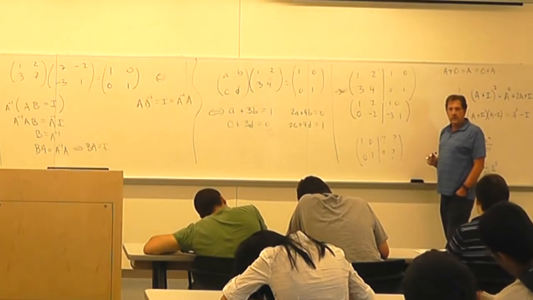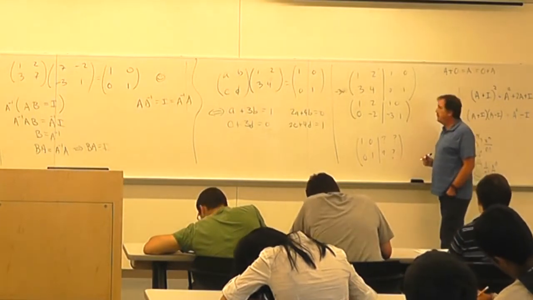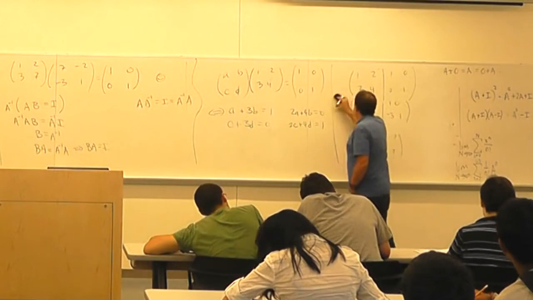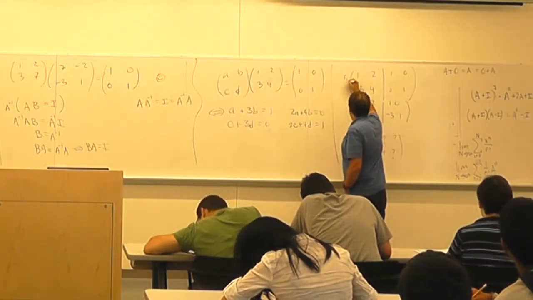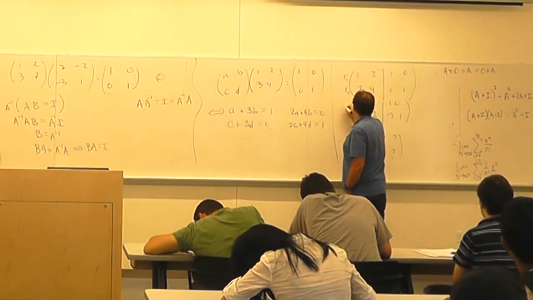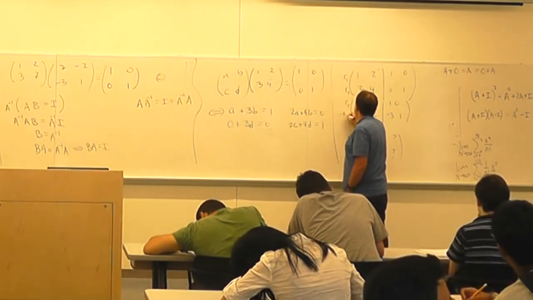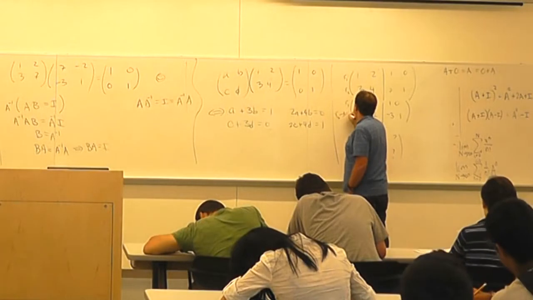Is that clear, what I did? I just took 3 times. Let's just label this R1 and R2. And so this is still R1, and this is R2 minus 3 times R1.